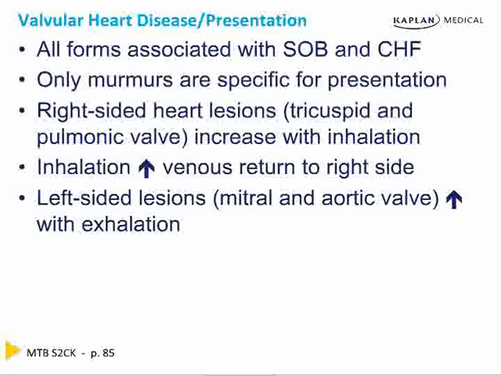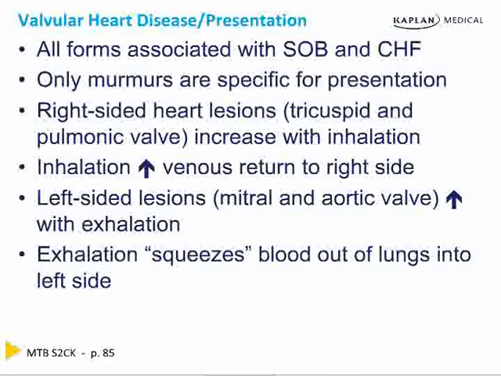So left-sided lesions increase with exhalation because you're compressing the heart and you're compressing the lungs. But as you compress the heart and the lungs, you are still squeezing blood out of the lungs and into the left side of the heart. Right-sided lesions increase with inhalation. Left-sided lesions increase with exhalation.